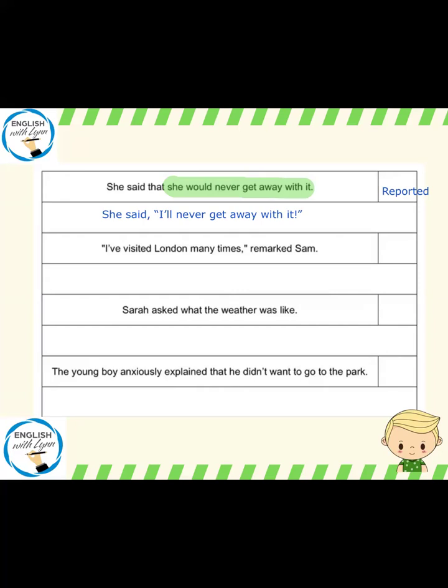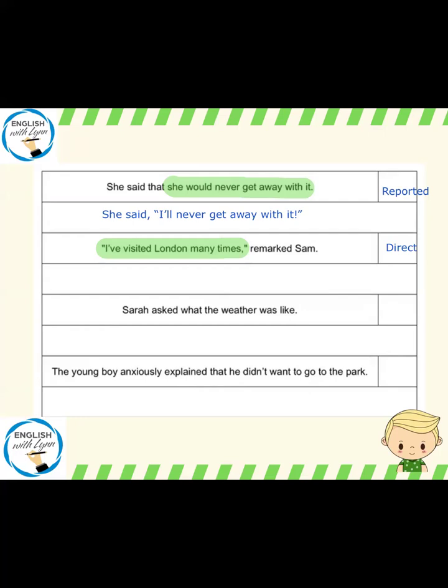Now, the next bit that I'm spotting here: I've visited London many times, remarked Sam. So what I'm noticing, this bit here is what Sam is saying. And that must mean that this here is the direct speech, okay? Because it tells us directly what Sam is saying.